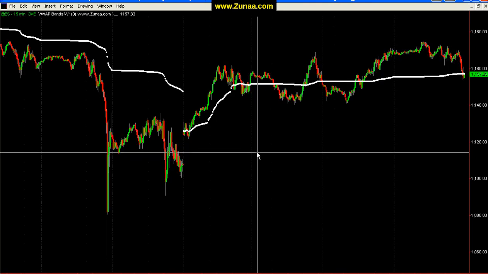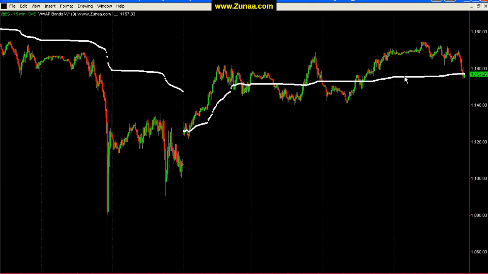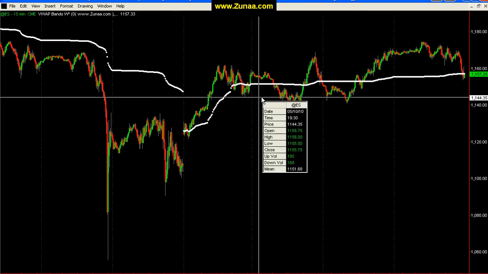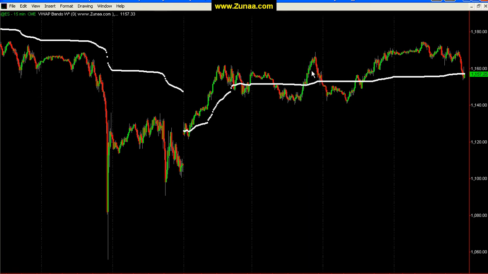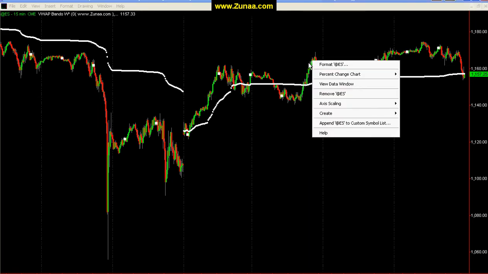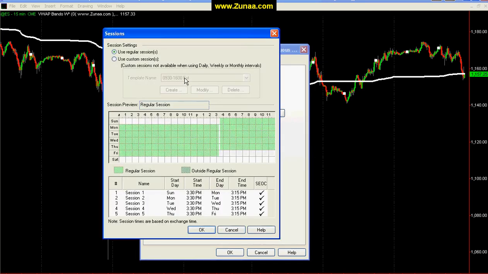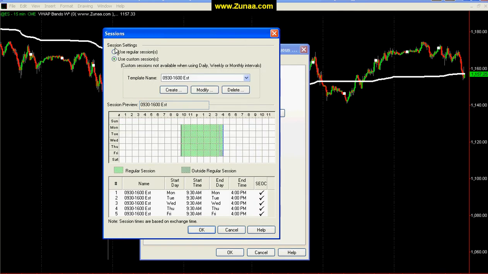In this next chart, I have the same indicator plotted. However, I'm using @ES, a continuous contract, and this automatically tells TradeStation data servers to load up the regular session, at least I have it set that way. If we go to properties, you can see it's set to regular session. Of course, you can create your own custom sessions as well and use a custom session.